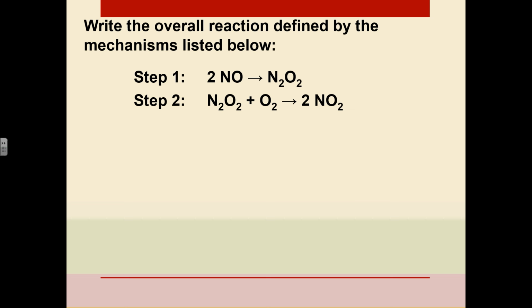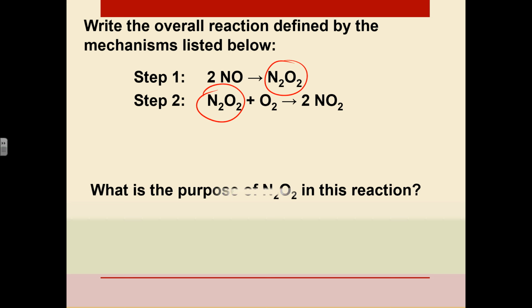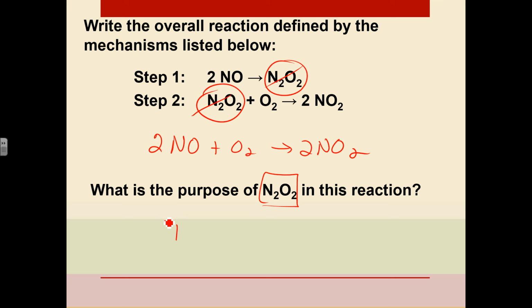So write the overall reaction defined by the mechanism below. I'm going to give you a second to write it. The N2O2s, remember, are intermediates. So if I cancel those out, I end up with 2NO plus O2 goes to 2NO2. And what's the purpose of the N2O5? Well, I think I have it in there. It's an intermediate. It's made and then it's used up.